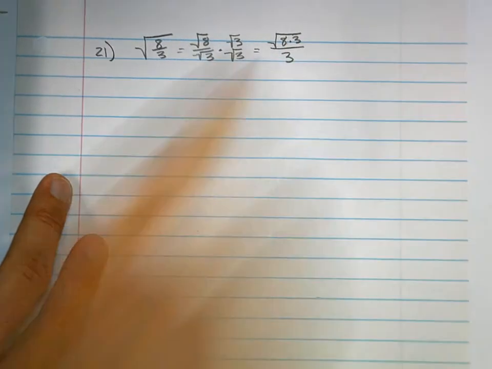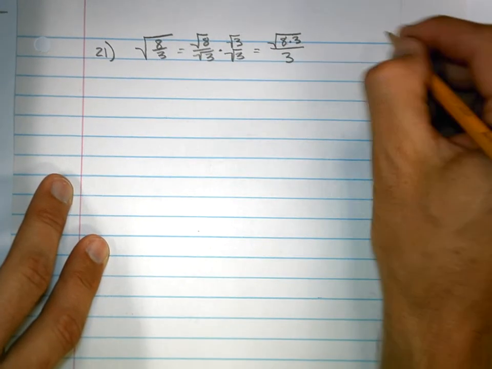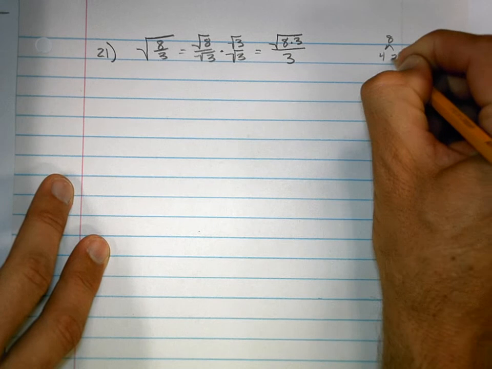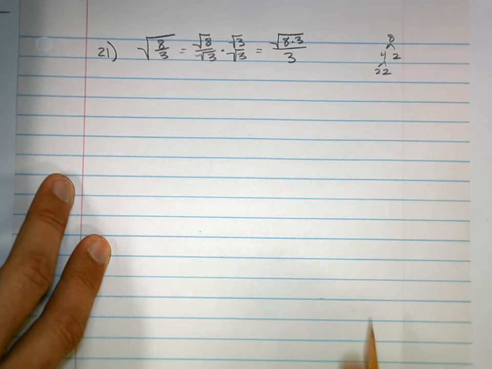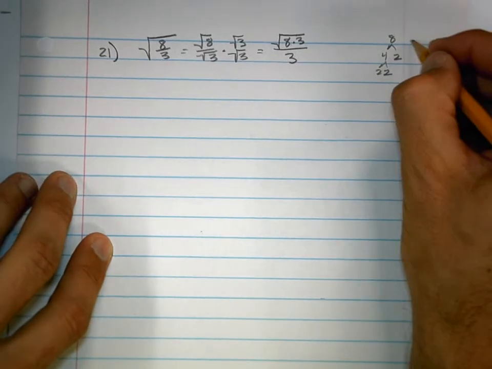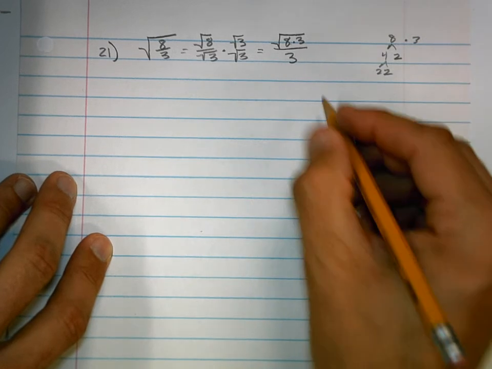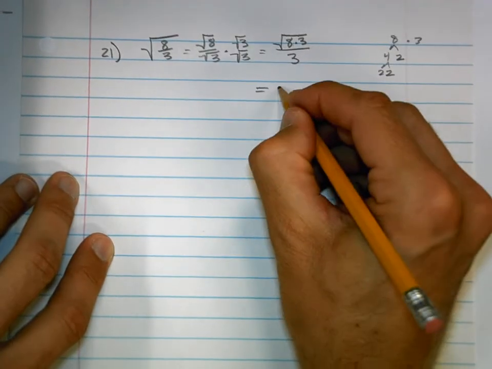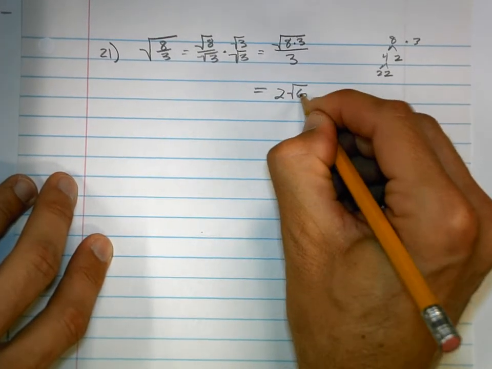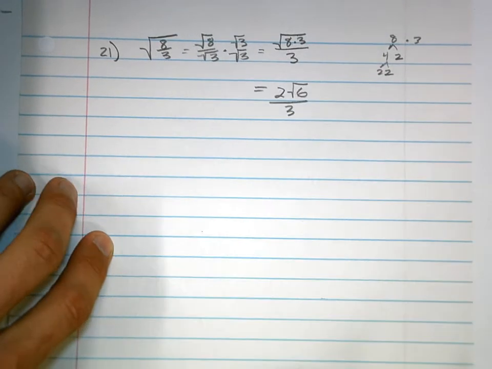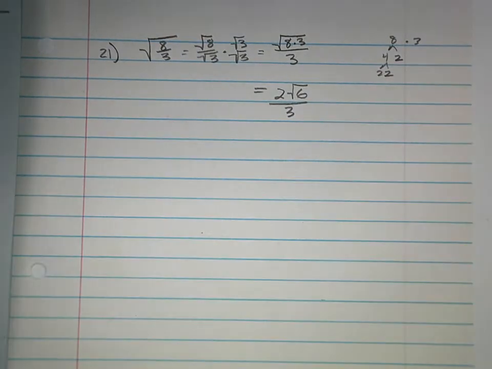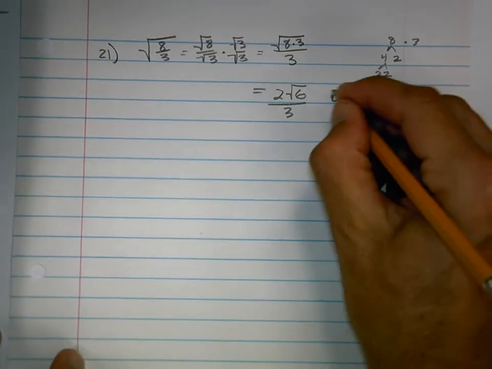And then when I break down that 8, remember 8 breaks down into 4 and 2 and 2 and 2, so that's going to be 2 root 2. I also have this 3 left over. So my new numerator is going to be 2 root 6, and then I'm all over 3, which is D.